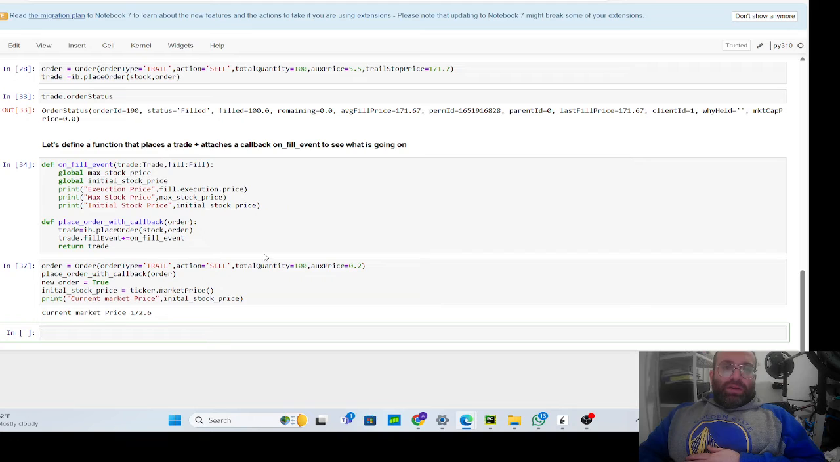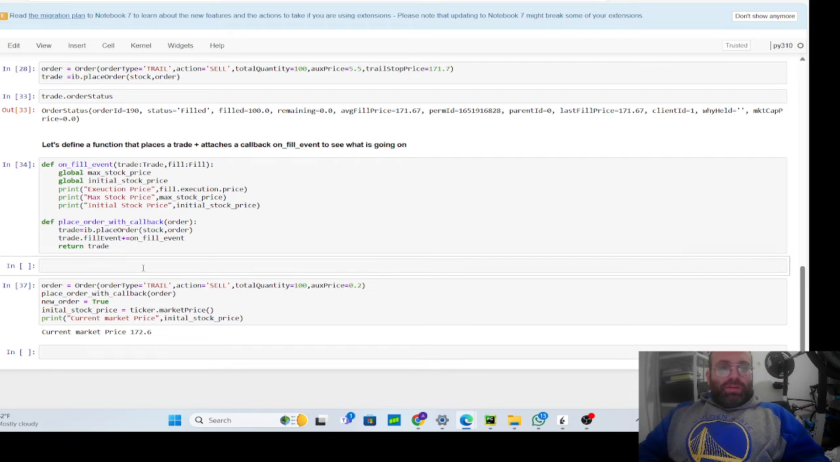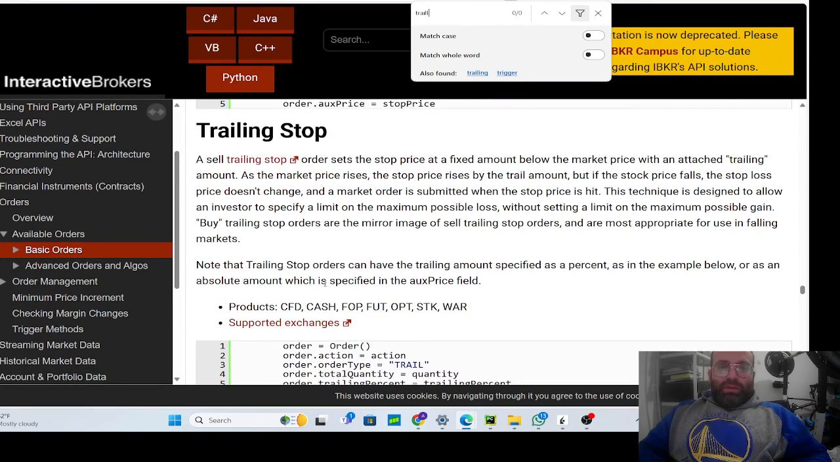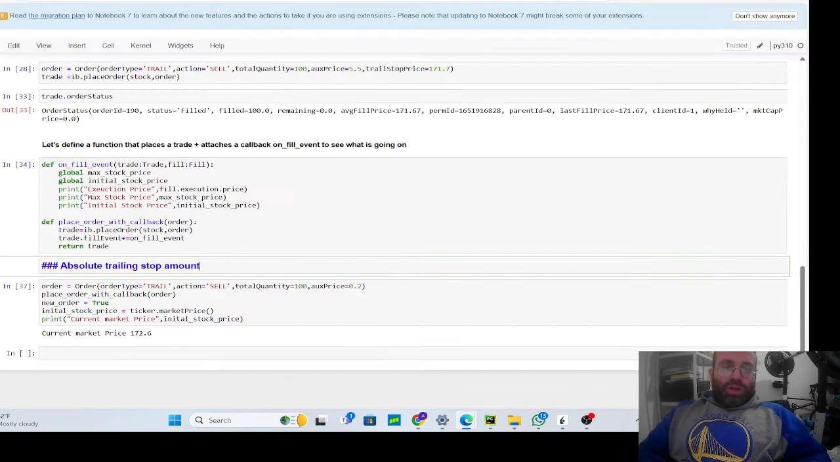And when it gets filled, it's going to print the maximum stock price and the execution price. So we should expect the execution price to be roughly 0.2 less than the maximum stock price, because we trailed it up to 0.2 below. So maybe I'll say this is the absolute trailing stop amount. And what do they call it specifically? They call it trail amount or trail percentage.